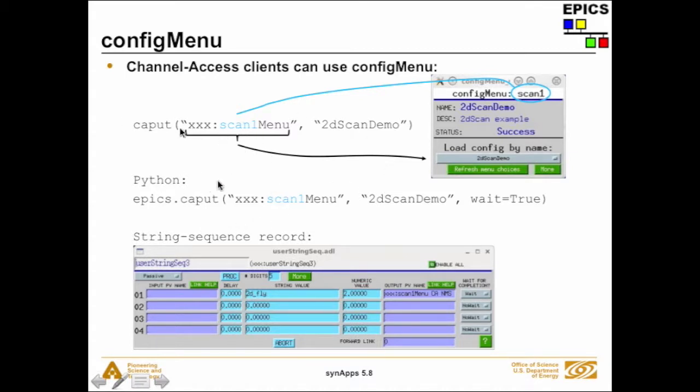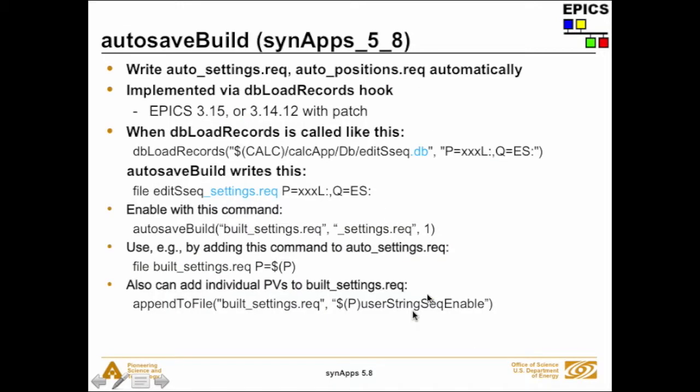And clients include the command line or Python. You can do an epics caput with this wait equals true option, and it will wait for the callback after it does that before going on to the rest of the stuff. A string sequence record can do this. It can specify the kind of fly scan that it wants and write to this PV and wait for all those PVs to be written.